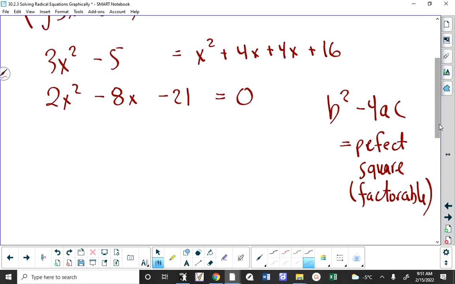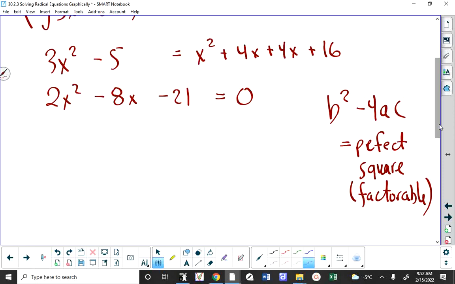I use trial and error. And if this thing isn't factorable and you're going to use trial and error, you're just going to get frustrated. Because you try this and it doesn't work, you try this and it doesn't work. So I always recommend, if you're unsure, find b squared minus 4ac first. I would like you to calculate b squared minus 4ac.